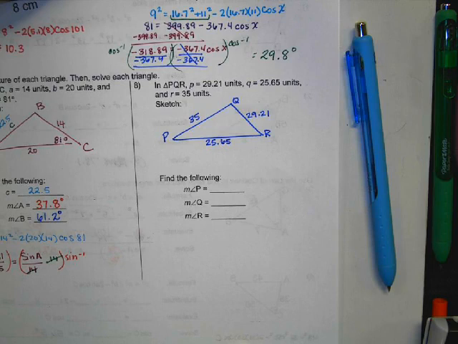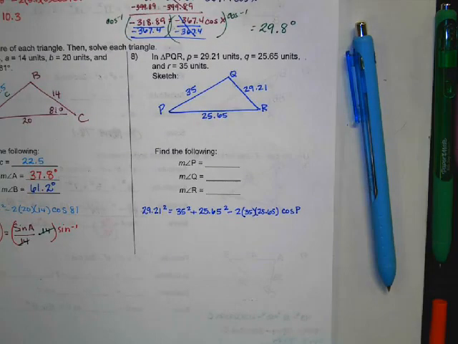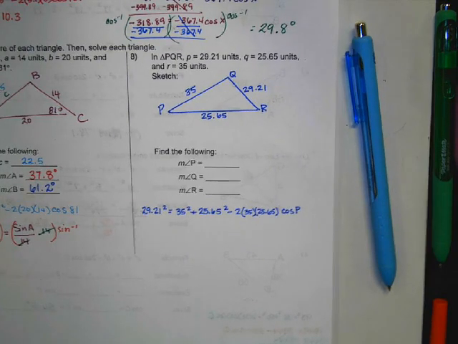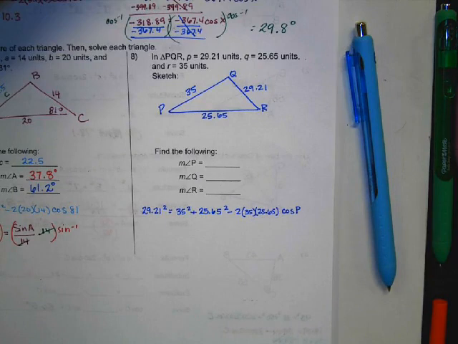Alright, so if we're finding angle P, then it has to be 29.21 squared equals 35 squared plus 25 squared, because 29.21 is across from angle P. That's what I did wrong.